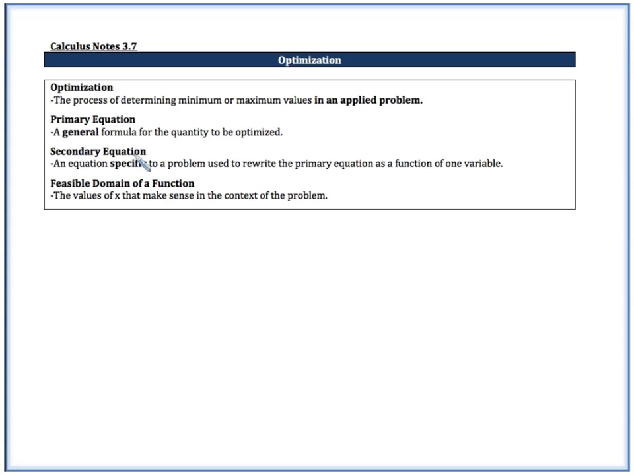Next, we're going to have to use a secondary equation. This is a specific equation to the problem used to rewrite the primary equation as a function of one variable. And then we also need to know about the feasible domain of a function. So just because the primary equation might be a function, it may not work for the feasibility of our word problem. So we need to find the values of x that make sense in the context of the problem.